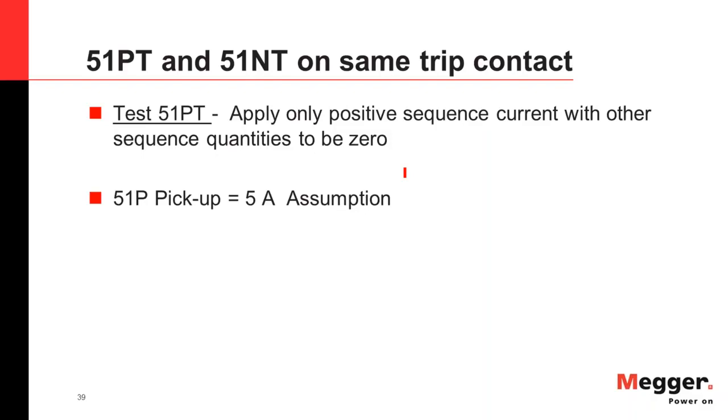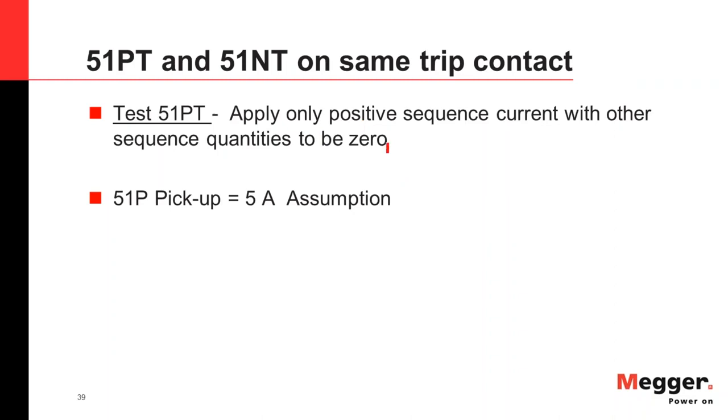And I told you in my previous slides that negative sequence and zero sequence currents will only happen in case of unbalanced faults. Unbalanced faults include ground faults and all different kinds of other fault conditions. But they are not associated with a three-phase fault in a balanced system. So if I want to test my 51PT element, I will just apply positive sequence current and not any zero sequence or negative sequence current.